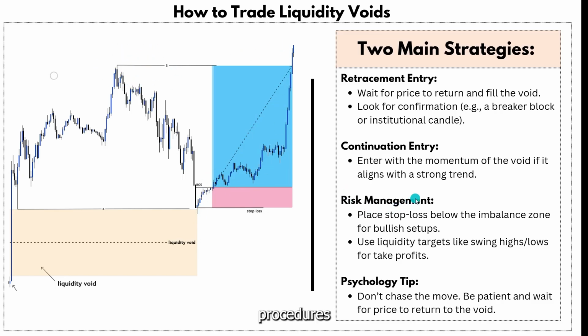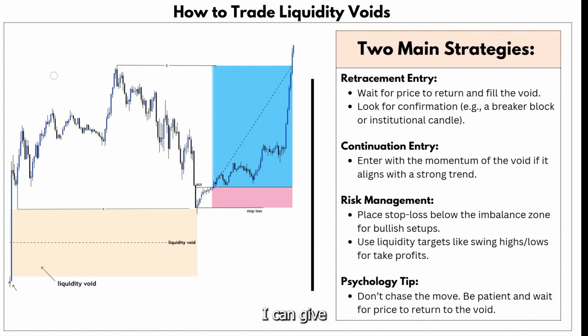Some key risk management procedures are to place the stop loss below the imbalance zones for bullish setups or above the zone for bearish setups, and to always use liquidity targets like swing highs and lows for take profits. As you can see right here, this is our old swing high, this buy side liquidity high. So this right here is a clear point of liquidity that we can expand to use for take profits. After the price pulls down to mitigate this zone right here, price just extends higher to come and clear this old high right here.